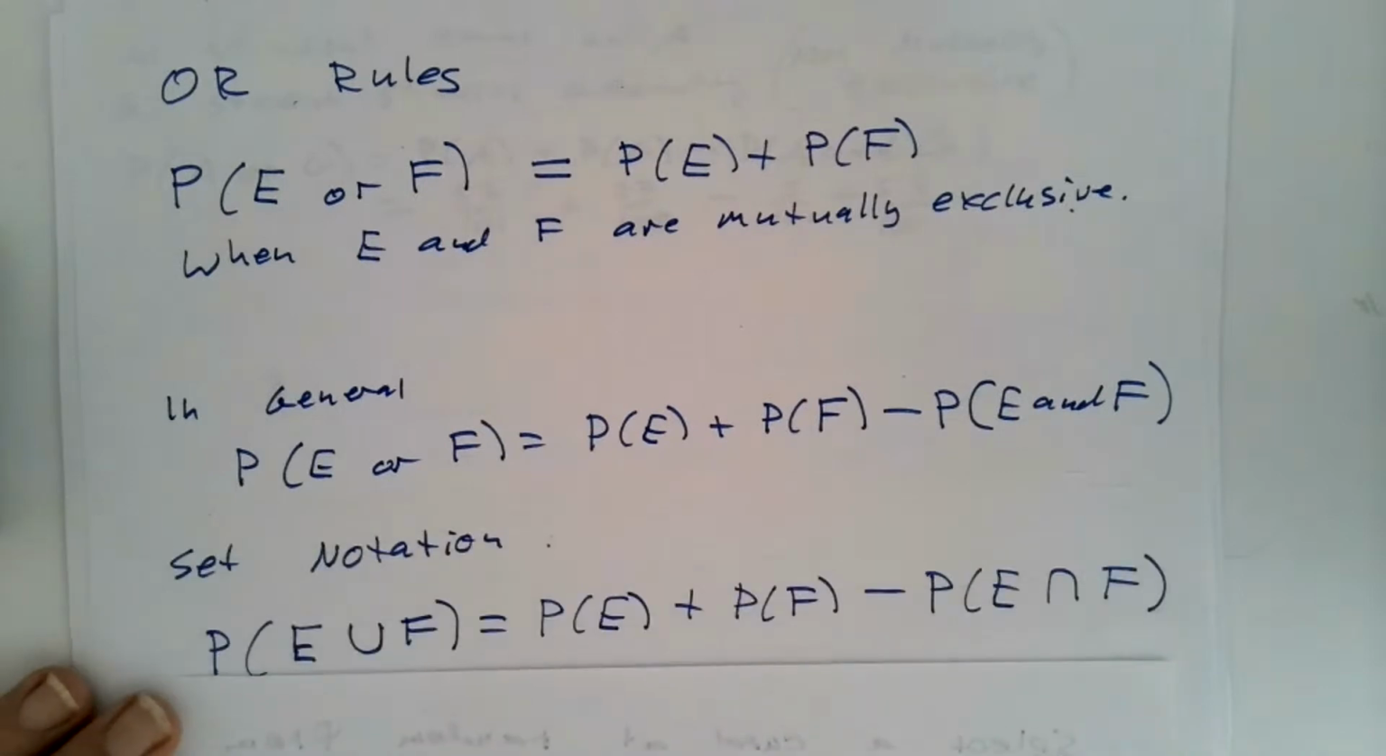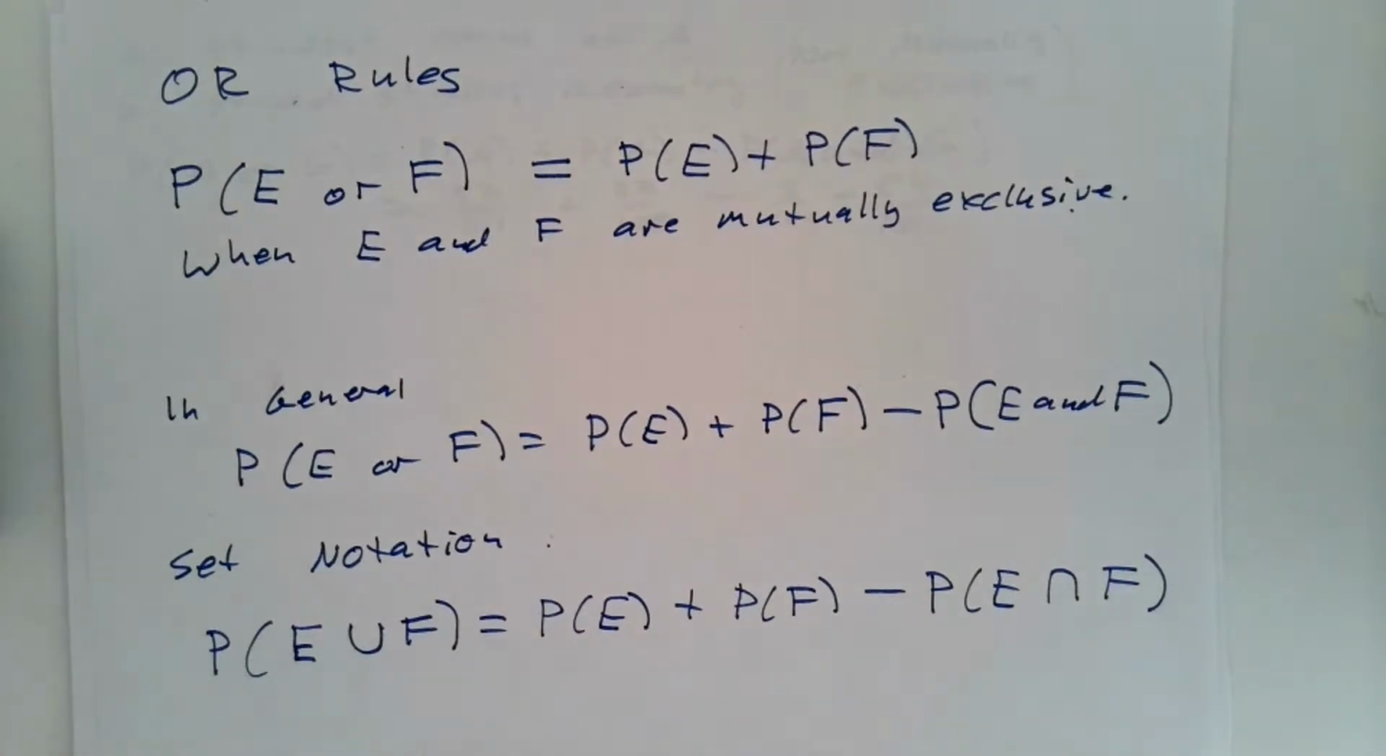And again, one final note: if you see this in set notation, we could replace or with union, and replace and with intersection. It can also be written as the probability of E union F is the probability of E plus the probability of F minus the probability of E intersect F. And that will conclude this lesson.